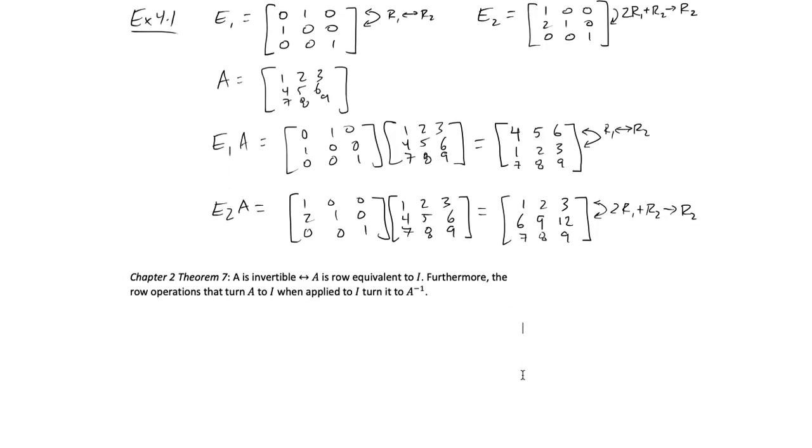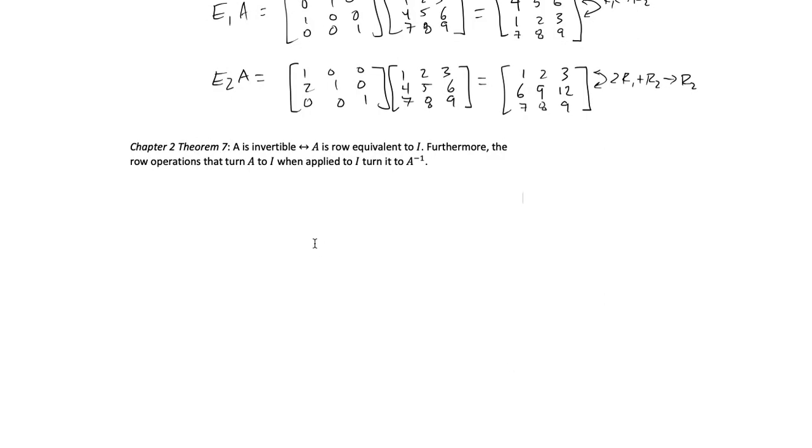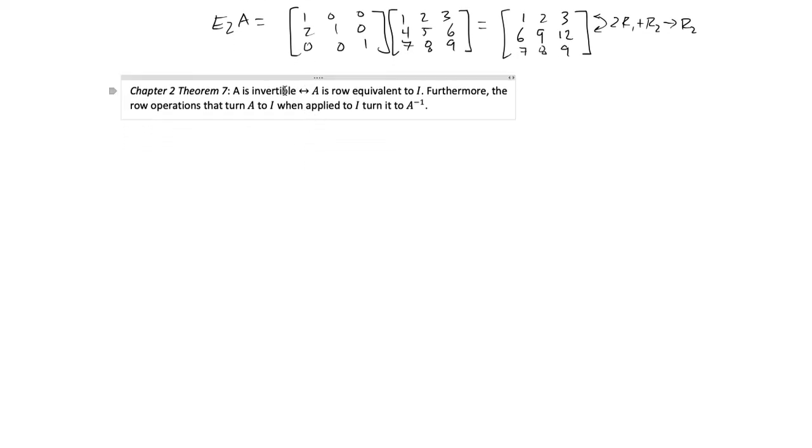Let's look at a theorem. This theorem is an if and only if statement. It says A is invertible if and only if A is row equivalent to the identity matrix. And furthermore, the row operations that turn A into the identity matrix, when applied to the identity matrix, turn into A inverse. So this statement is an if and only if statement, so the arrow goes both directions.